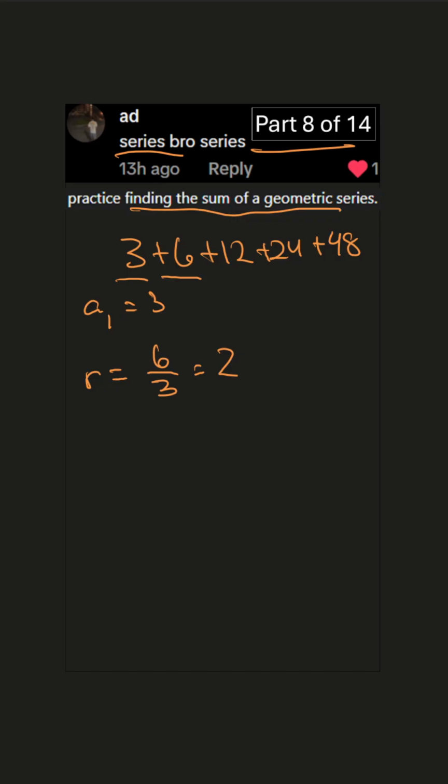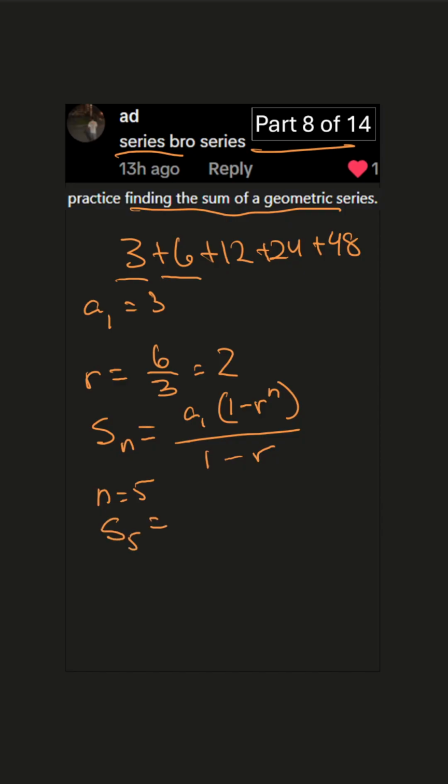Now we use the formula for the sum of a geometric series. We derived that in the previous video. The sum of the first n terms equals a sub 1 times 1 minus r to the n, all over 1 minus r. Since there are 5 terms, n equals 5. Now we substitute everything in. S sub 5, which means the sum of the first 5 terms, equals a sub 1 is 3, 1 minus r is 2, and n is 5, all over 1 minus 2.